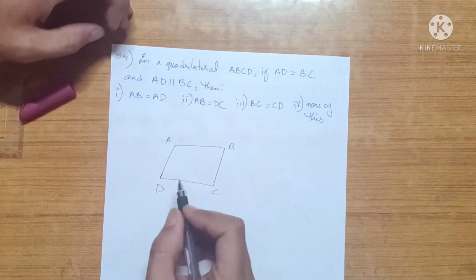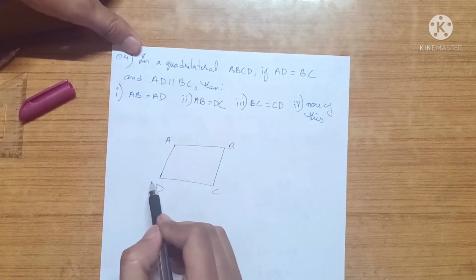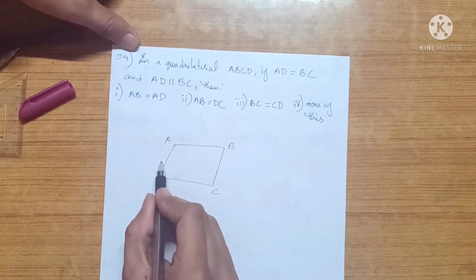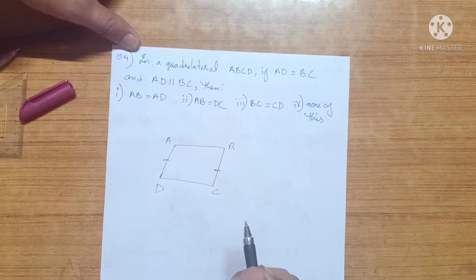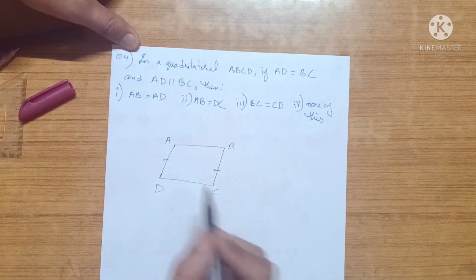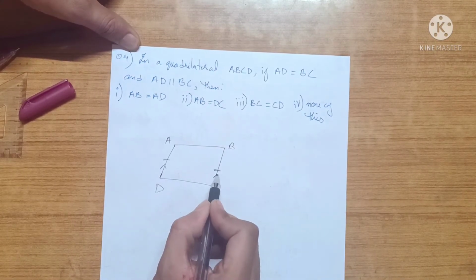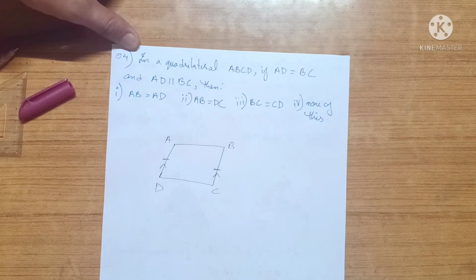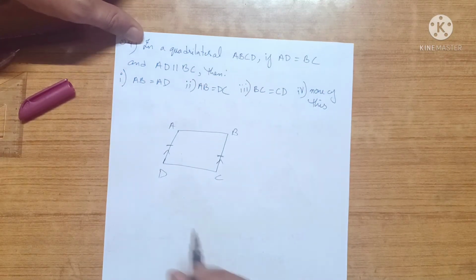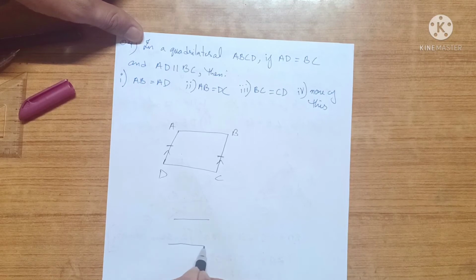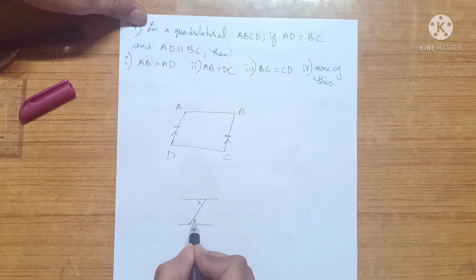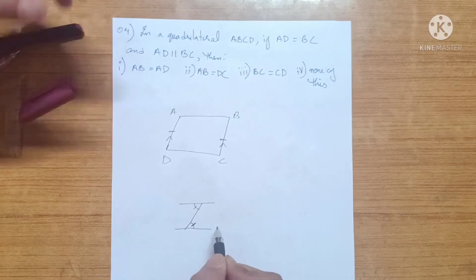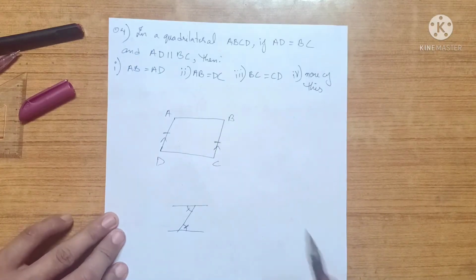Okay. In quadrilateral ABCD, if AD, let's see where is AD. AD is equal to BC, right? And AD is parallel to BC. See, in chapter 6, I've already explained to you about parallel lines. If there's a parallel line and I draw a line intersecting those parallel lines, this angle and this angle will be equal. This is called alternating angles, right? So we'll use that property, okay?